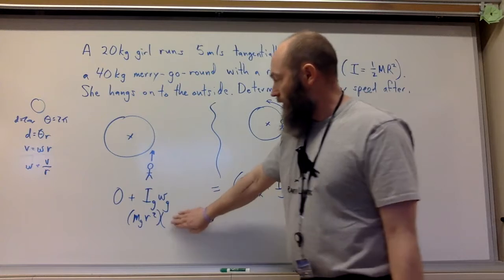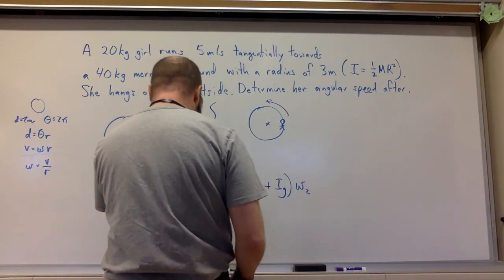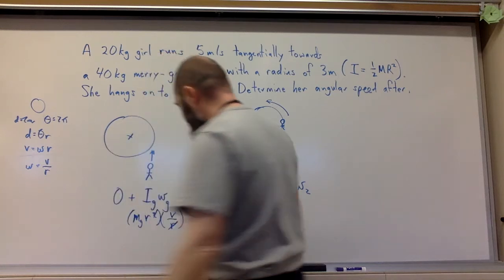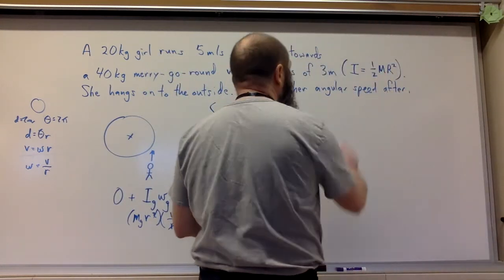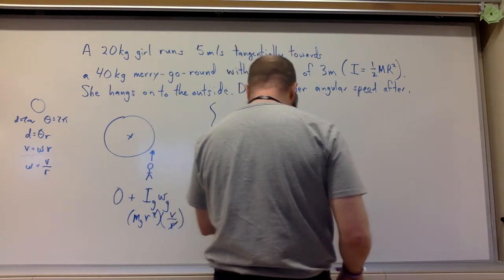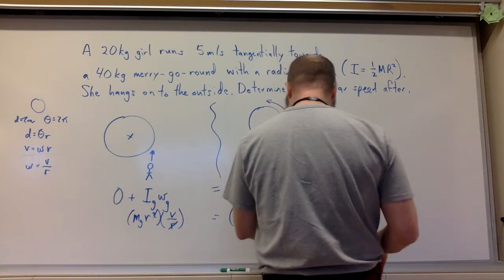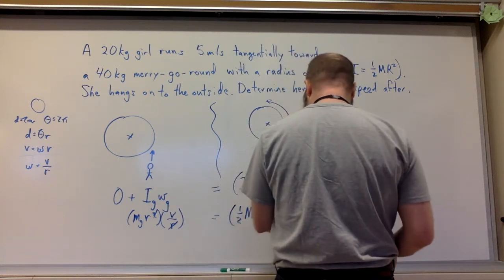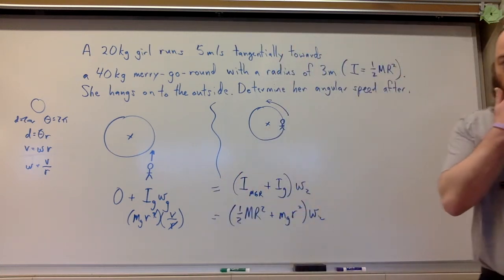All right. But so this is going to be v divided by r equals, if I do a little math, goodbye r. One of the r's goes away. And then over here, I'm going to get 1/2 m r squared plus, again, mass of the girl, r squared times omega 2. And then it's just a matter of plugging numbers in.